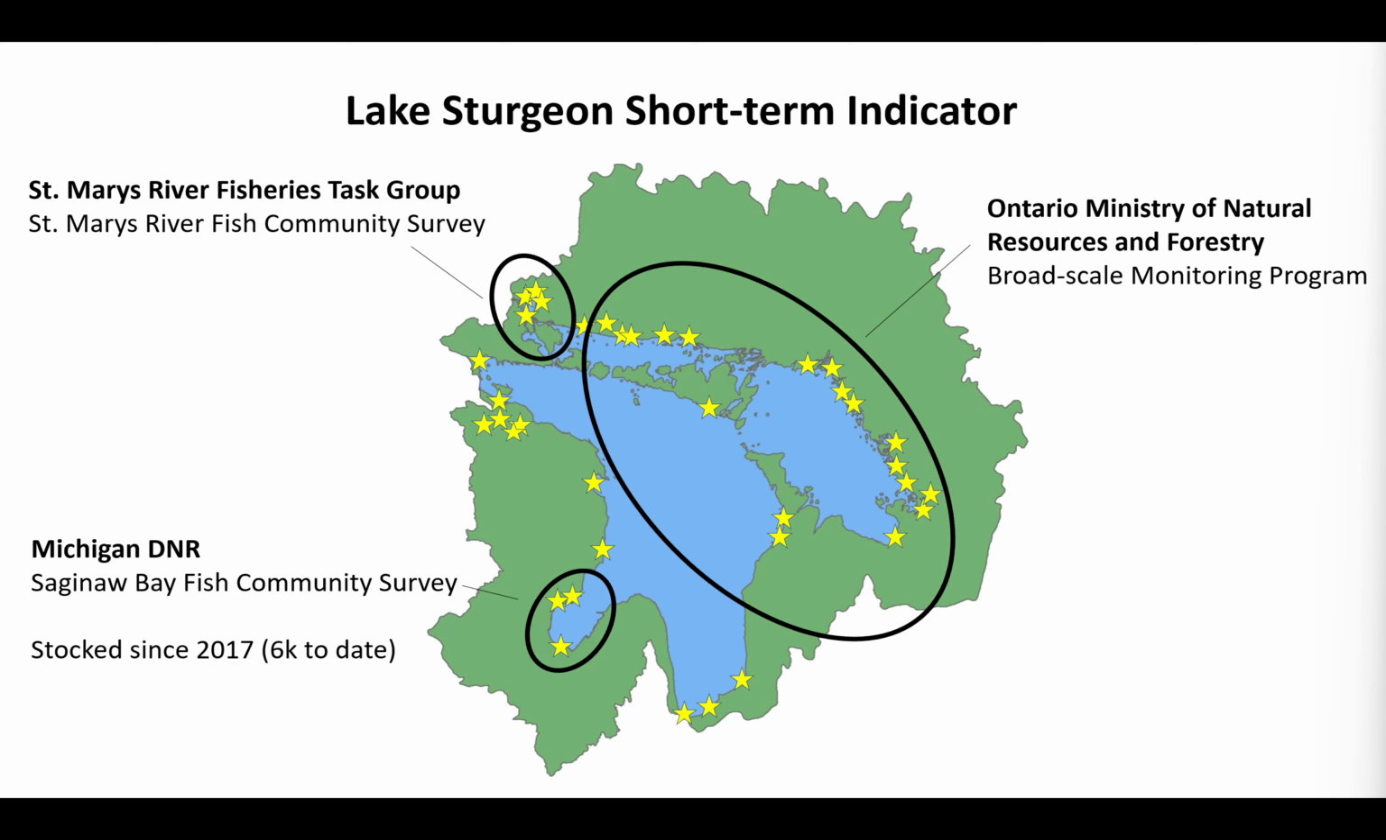The Michigan DNR Saginaw Bay Fish Community Survey is a really good survey for Saginaw Bay to detect trends in fish over time. There has been lake sturgeon stocking taking place in the Saginaw River since 2017, and about 6,000 fingerlings have been stocked in that system. So any increases in juvenile trends would likely be attributed to those stocking events. Then we have the St. Mary's River Fish Community Survey as well. That survey has been conducted since 1975. And then I just wanted to have one slide about the broad-scale monitoring program that's being conducted in the North Channel, Georgian Bay, and Main Basin.